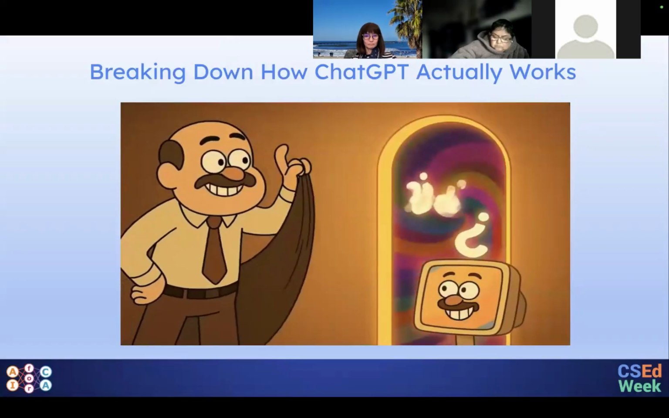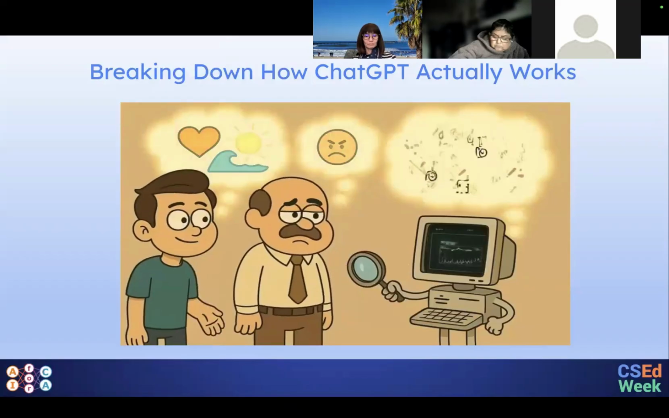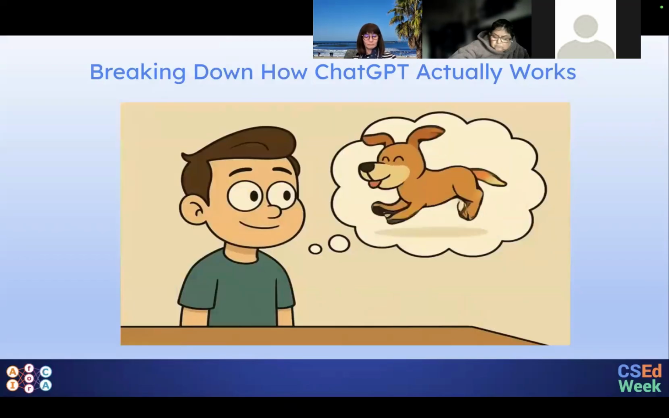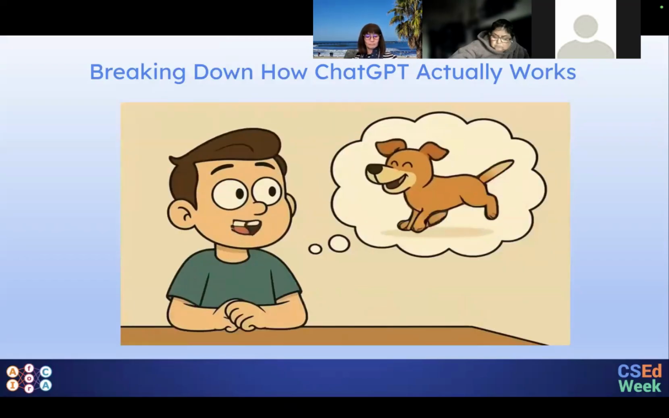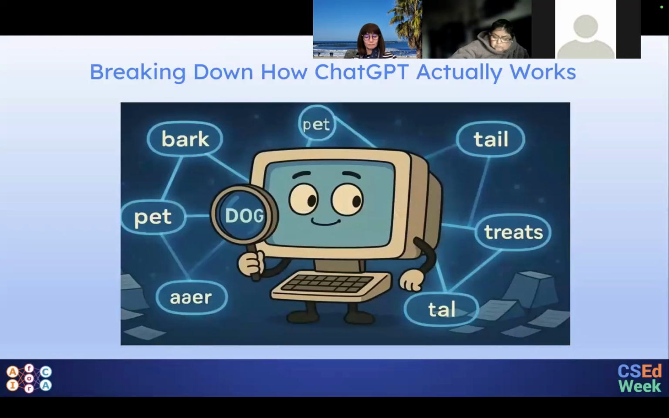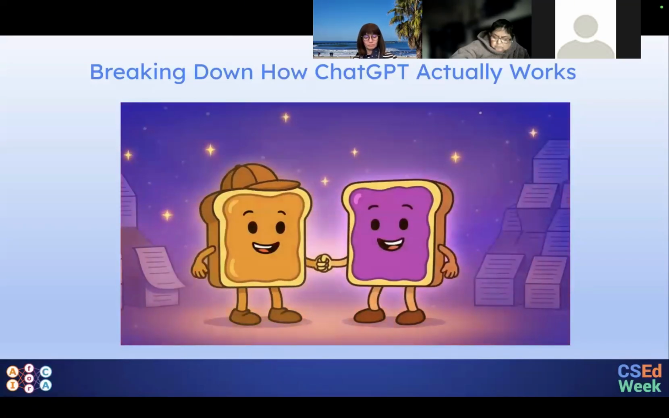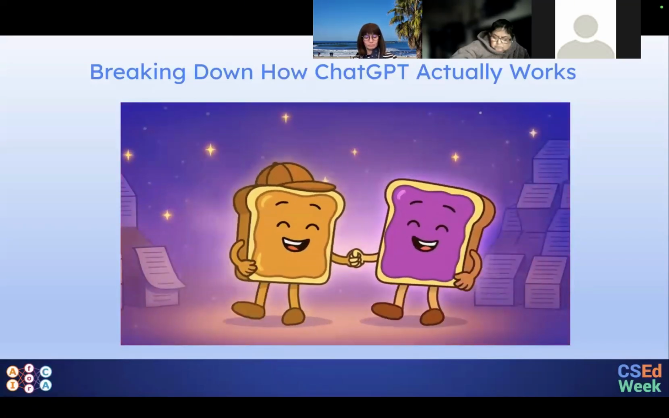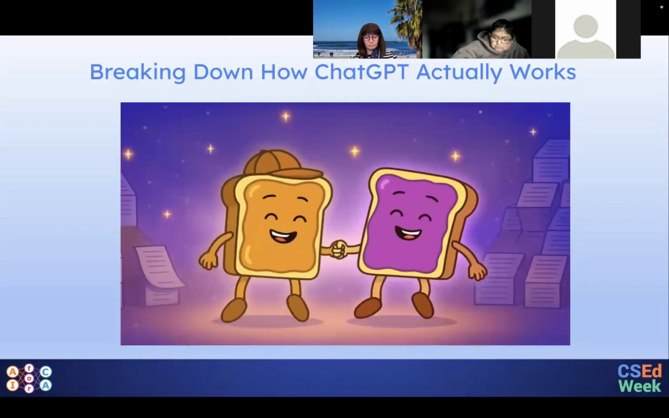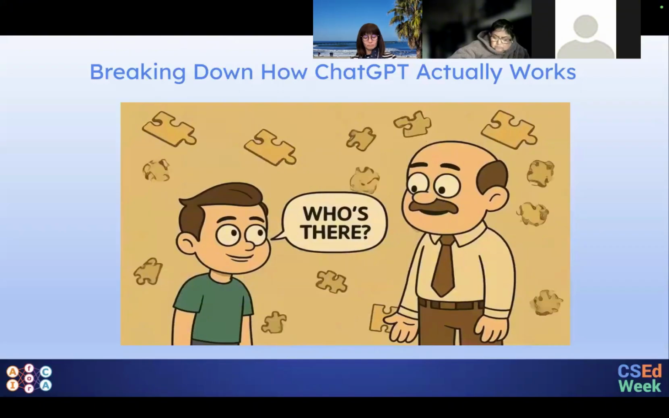But here's where it gets really interesting. ChatGPT doesn't actually understand what words mean the way that you and I do. When you hear the word dog, you might picture a furry animal that barks and wags its tail. ChatGPT doesn't see that picture. Instead, it knows that the word dog often appears near words like bark, tail, pet, walk, and treats. It learned that these words like to hang out together, kinda like how you know that peanut butter and jelly are friends, or how you know that when someone says knock knock, you're supposed to say, "who's there?"